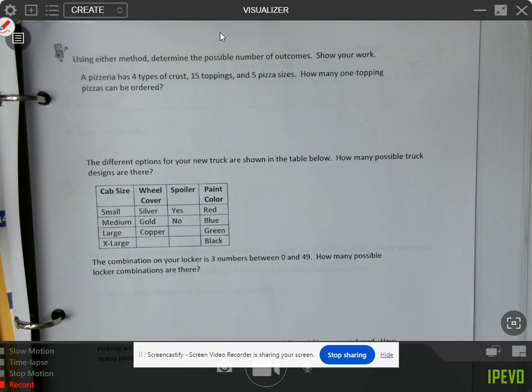Sawyer, why do you have 3 fingers up? Because it says 4 types of crust, 15 toppings, 5, and that's 3. Yeah, we've got crust, we've got toppings, and we have sizes. So there's 3 different events happening. Crust, toppings, sizes. So that's what I'm going to label. Crust, toppings, and sizes.